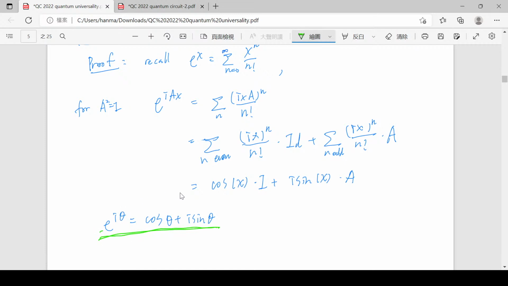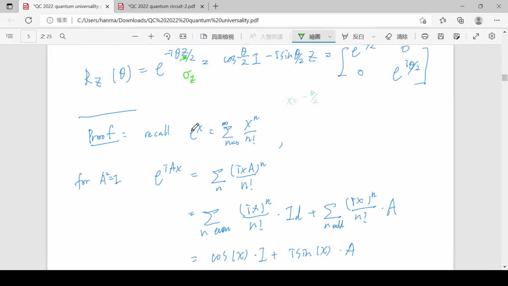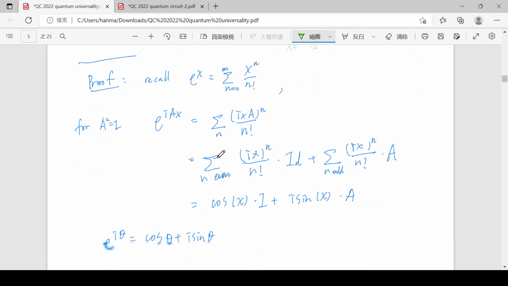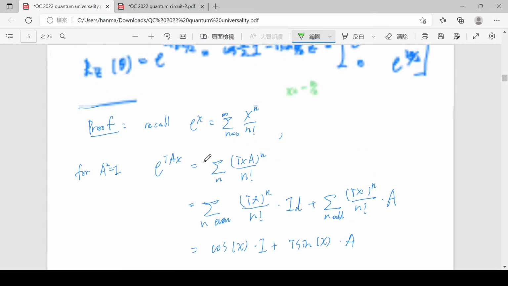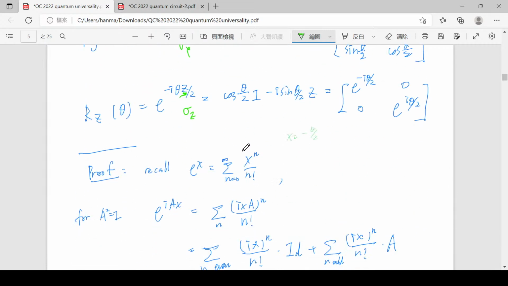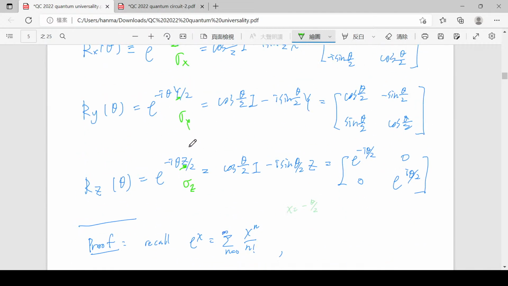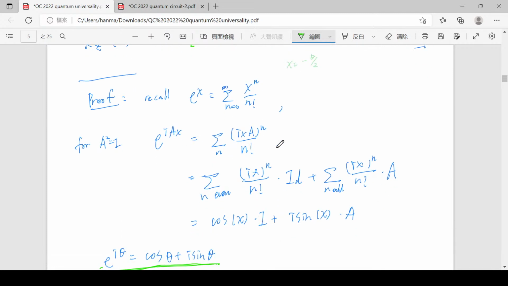And the reason it is true is because you can do this Taylor expansion on your exponential function. Remember, e to the x equals the summation over n from 0 to infinity of x to the n power divided by n factorial. And then when you put x equal to i theta, you can group the even terms into cos theta and the odd terms into i sine theta. And here we can do a similar thing. Okay, so we're back to our exponentiation of Pauli matrices.